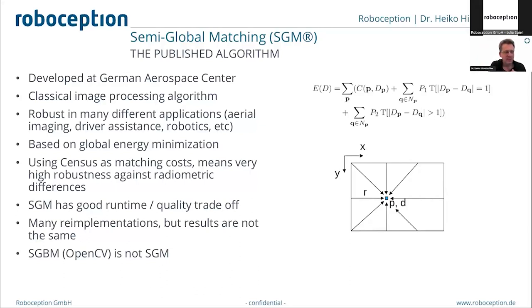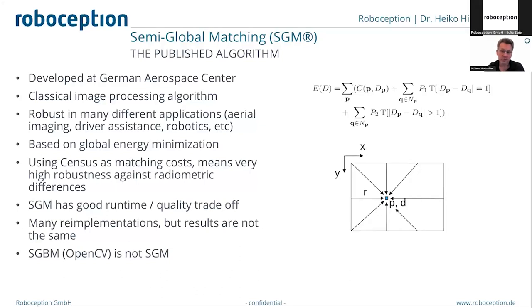We are using Census as a matching cost. So the stereo matching cost basically decides how parts of the left image are compared to the corresponding parts in the right image. And we are using Census as a matching cost that was published by Woodfill and Zabih some time ago. And it turns out that it fits very well to SGM. And it is also at the same time very robust against radiometric differences.